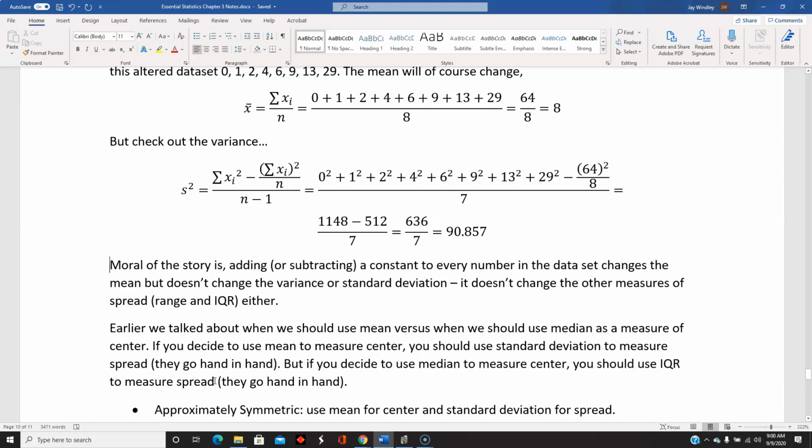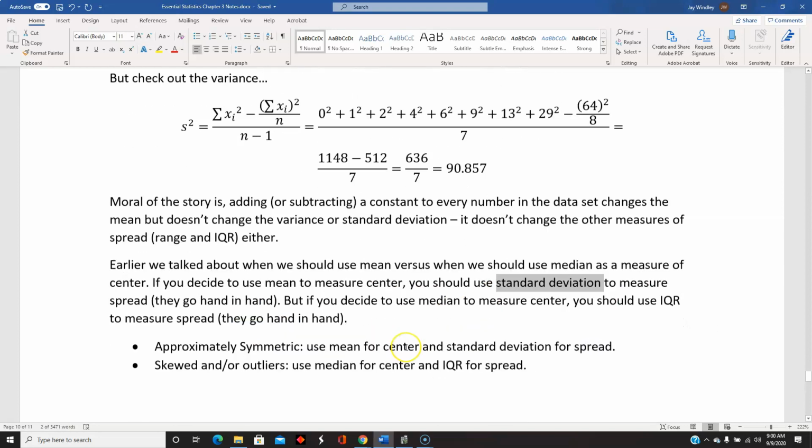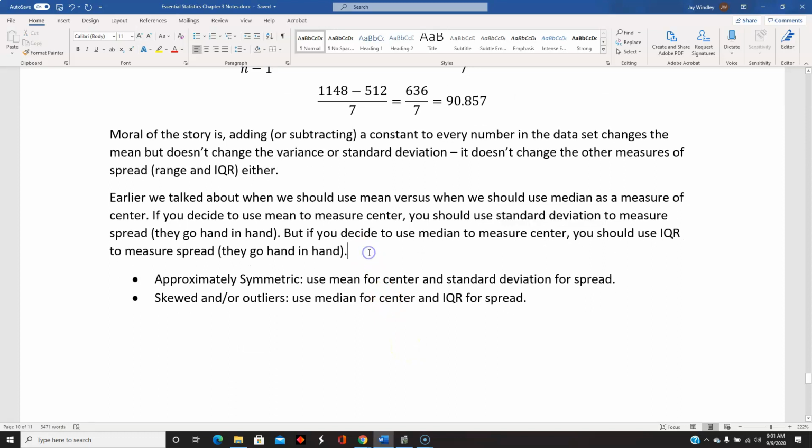Also, returning to something we were talking about earlier, you should use the median as a measure of center when the data is skewed. So just to add on to that a little bit, if you're using the median to measure center, then you should use the IQR to measure the spread. Median and IQR kind of go hand in hand. If you're using the mean to measure the center, then you should use standard deviation to measure the spread. They go hand in hand.